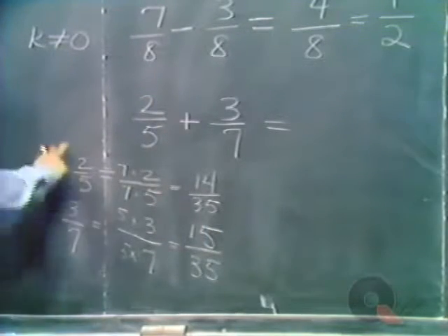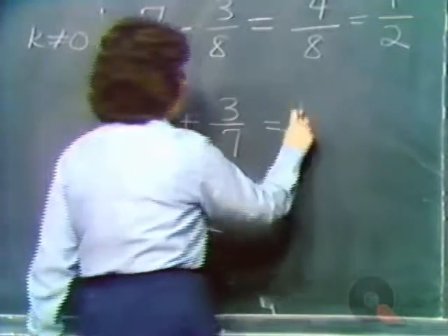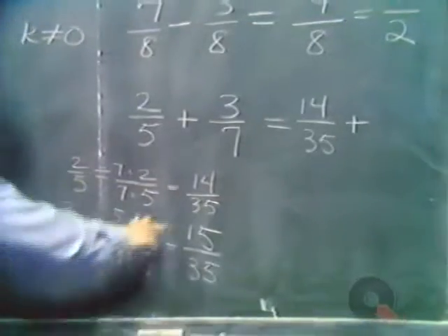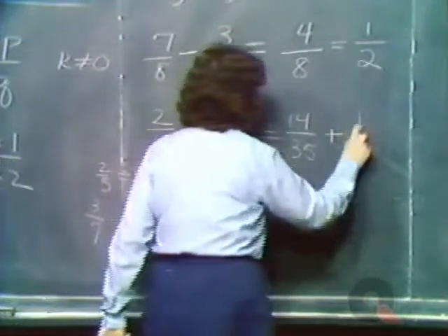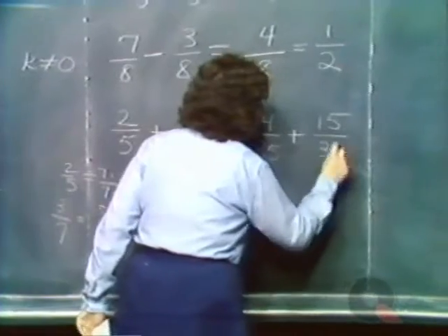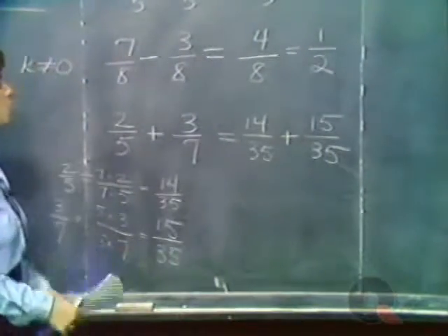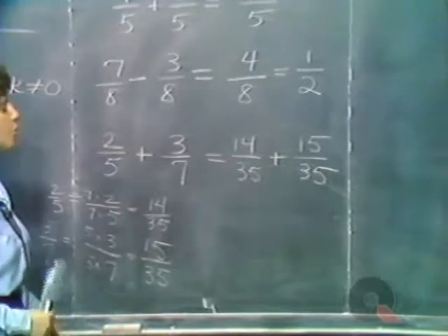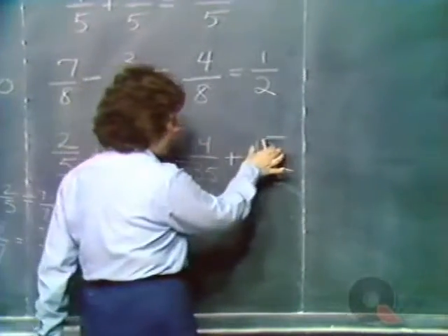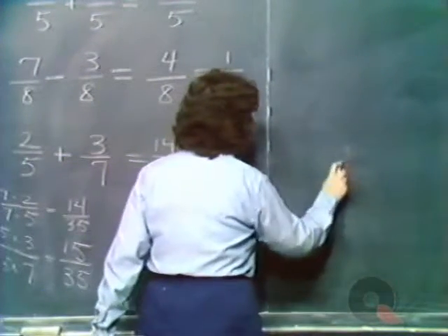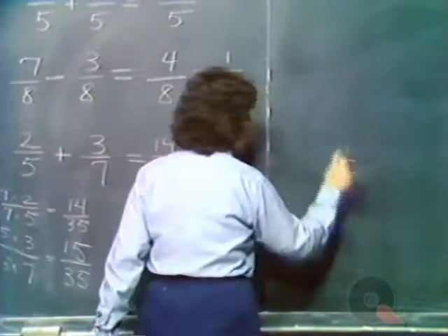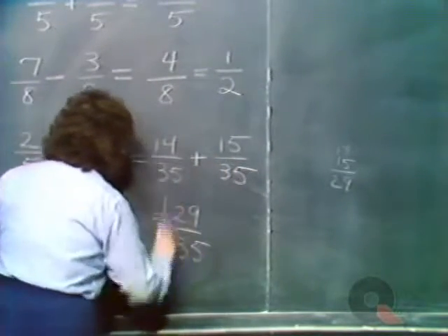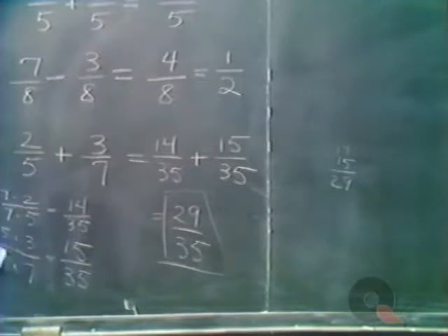So we can rewrite 2/5 as 14 over 35 and rewrite 3/7 as 15 over 35. And now we're in the same position that we were on top. In other words, we want to add two fractions that have the same denominator. So we will combine the numerators, 14 plus 15. If you can't do that in your head, you can go over and actually do it. 14 plus 15 is 29, and we get 29 over 35 as the answer to this problem.